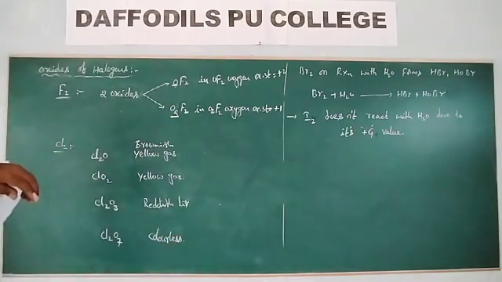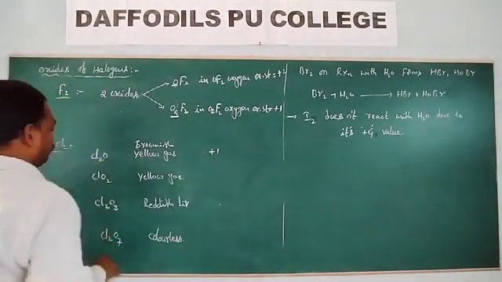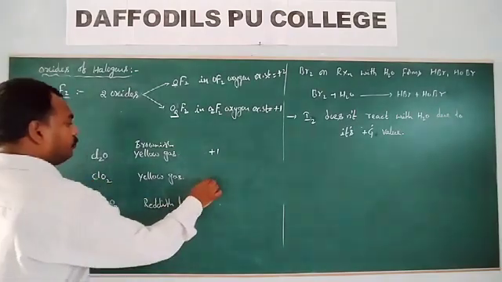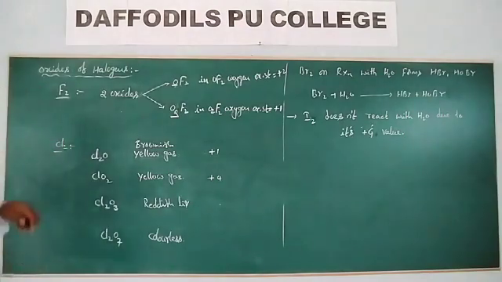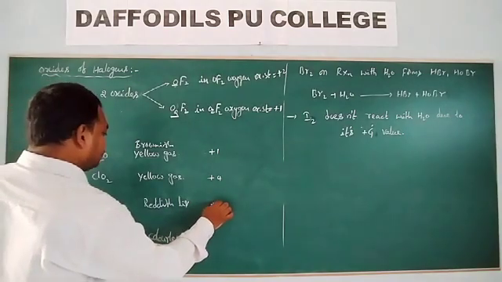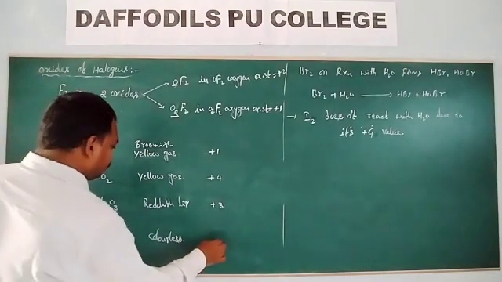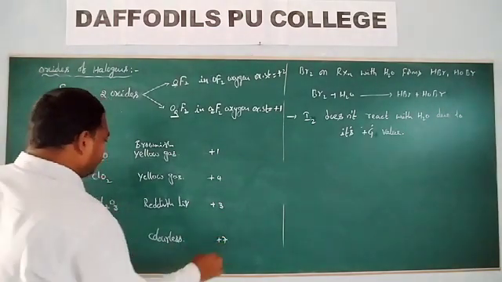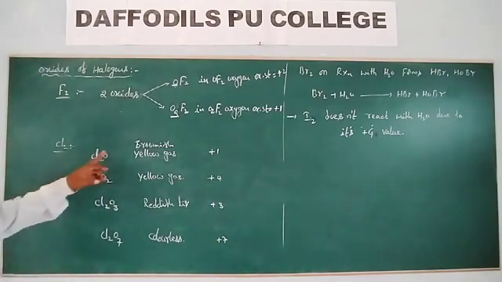Now look at the oxidation states of these chlorine oxides. In Cl2O, chlorine oxidation state is +1. In ClO2, chlorine oxidation state is +4. In Cl2O3, chlorine oxidation state is +3. In Cl2O7, chlorine oxidation state is +7.